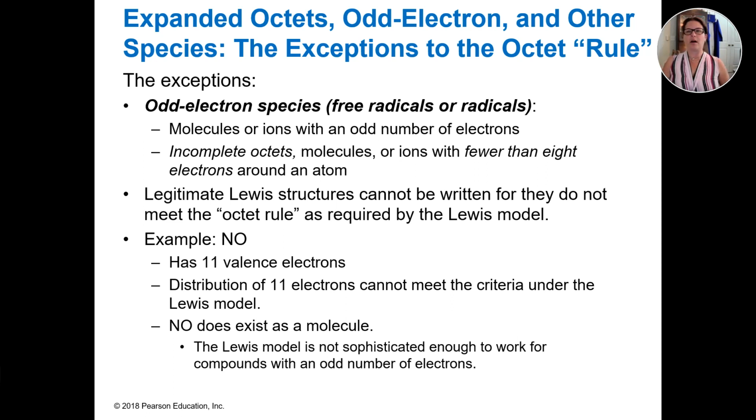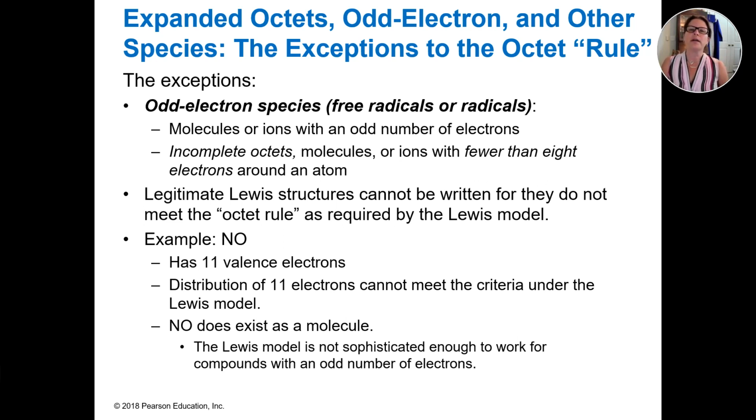Okay, now I already talked about expanded octets. So there are some exceptions to the octet rule. Expanded octets and incomplete octets are two examples. We already talked about an incomplete octet in the last lecture when we talked about BF3 and boron being an exception. It does not need an octet. Some other ones were hydrogen, lithium, those smaller compounds. They don't need an octet. They don't want an octet. They have no place to put an octet. Boron could put an octet in there, but it doesn't want it.